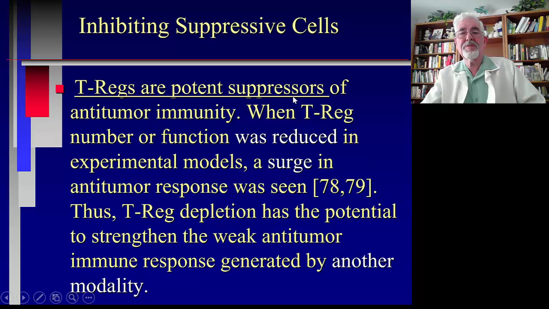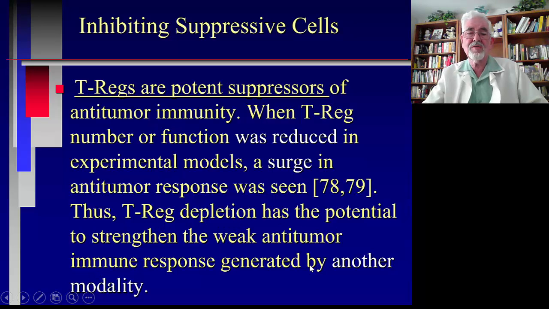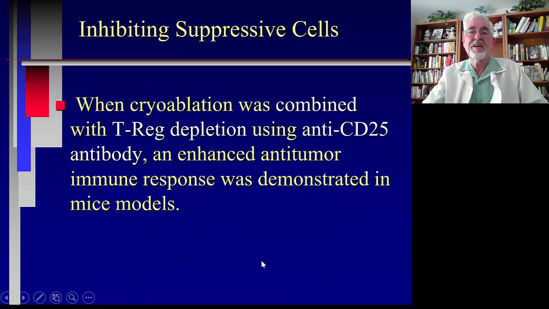Tregs are potent suppressors. These are our enemies of anti-tumor immunity. When Treg number or function was reduced in experimental models, a surge in the anti-tumor response was seen. Thus, Treg depletion has the potential to strengthen the weak anti-tumor immune response generated by another modality.